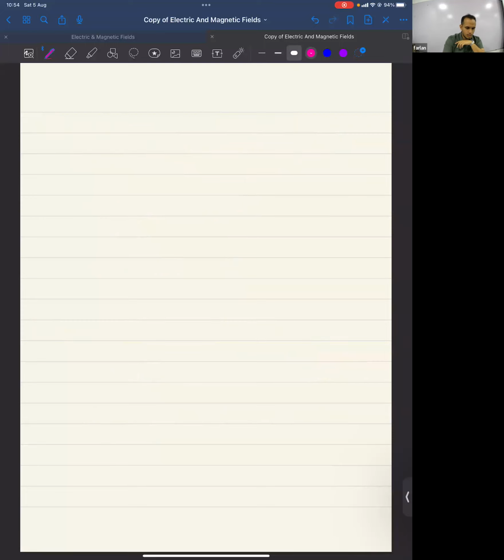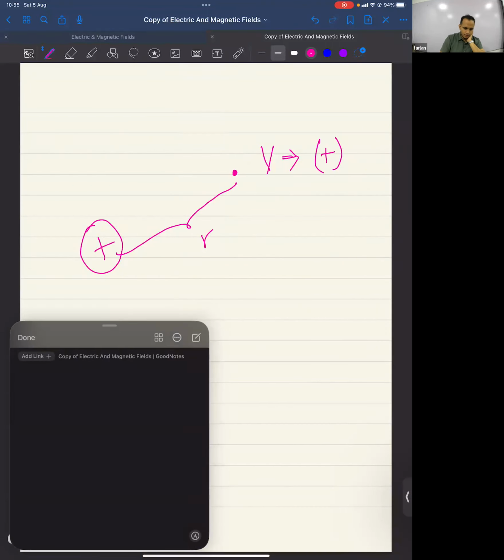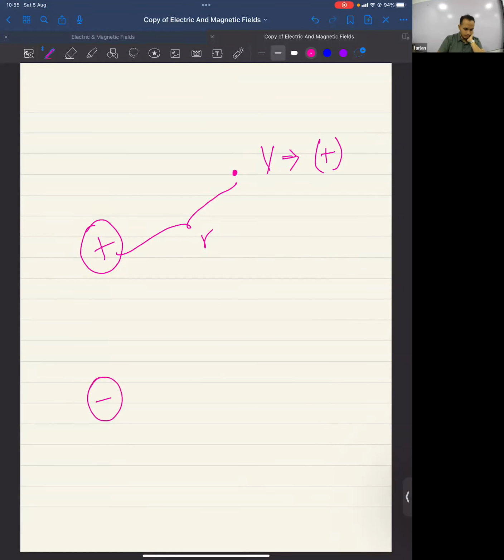If you have a positive charge here, at this point, the electric potential will be positive. If you have a negative charge here, at a distance r, the electric potential will be negative. Why? Is it to match the charge?